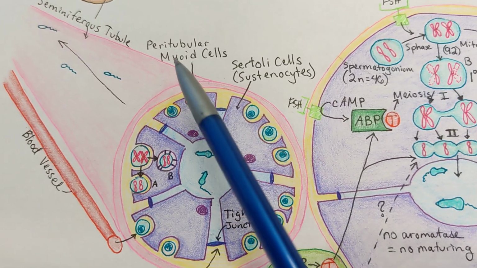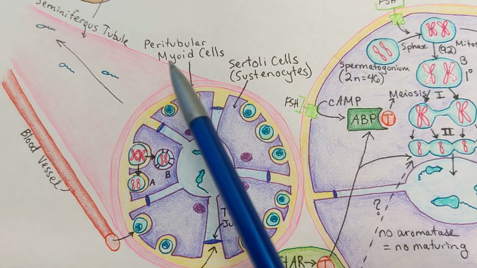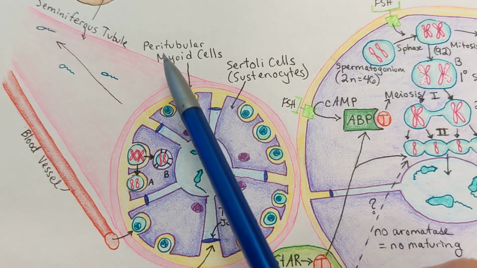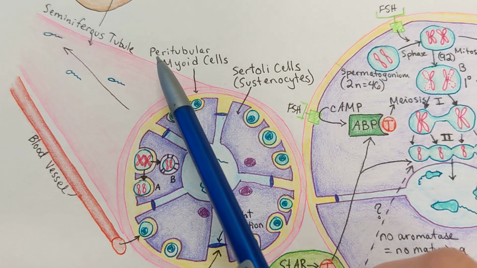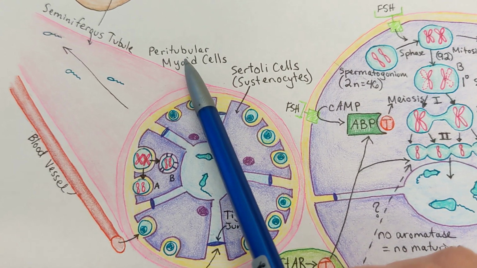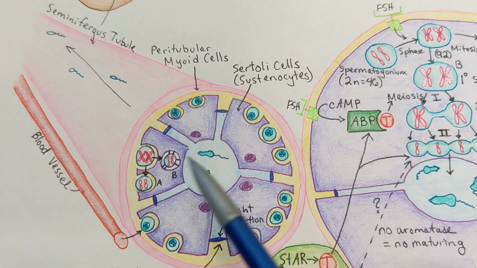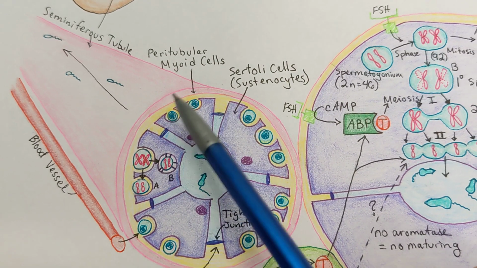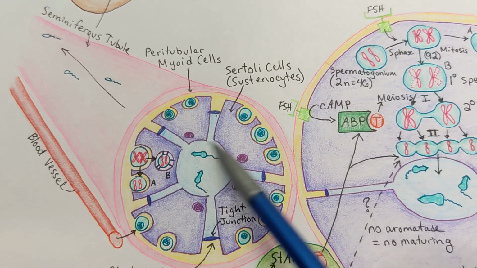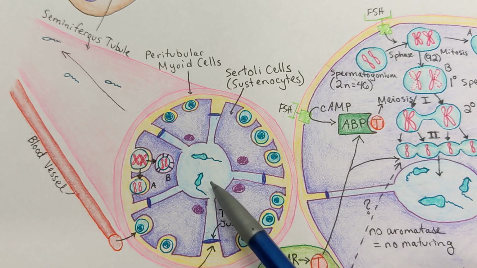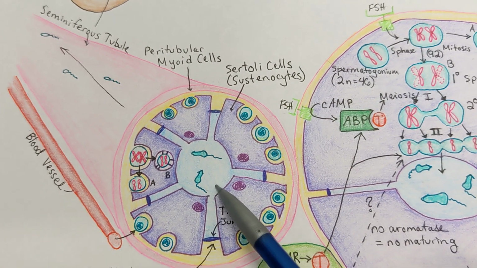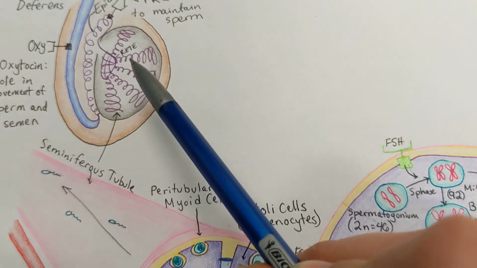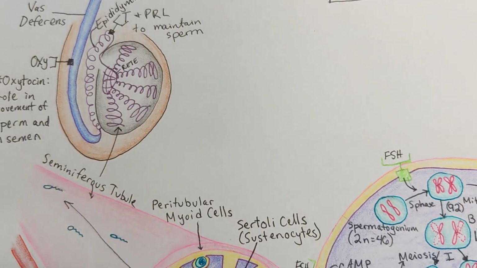Around the perimeter are peritubular myoid cells. MYO should always indicate to us that this is muscular tissue. So this is a muscle layer around the seminiferous tubule. And ultimately, this is going to be really important in completing these peristaltic contractions, pushing spermatozoans, or sperm, which are immobile until they are ejaculated, up the seminiferous tubule, and ultimately to the epididymis.